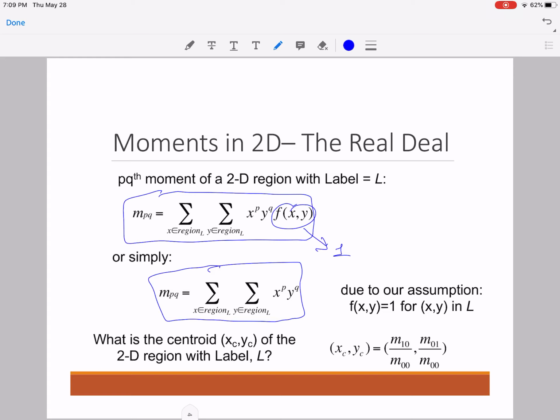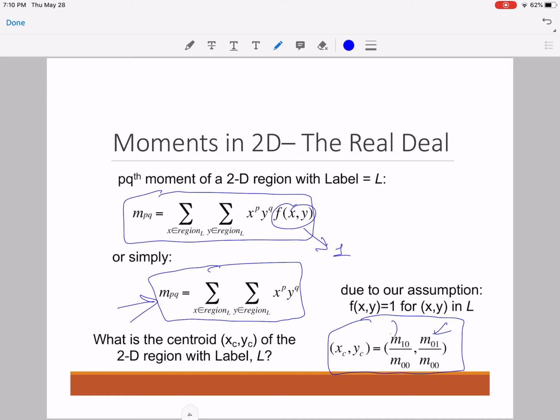So what I'm going to do is gather all the pixels corresponding to a particular region, get their X values, get their Y values, and apply this formula to calculate the pqth moment. In order to find the center of mass of a particular object, I can find the centroid using this equation here. M10 can be obtained by placing P as 1 and Q as 0, so it will be just the double summation of all X. Similarly, M01 will be the double summation of all Y, divided by M00, where M00 essentially means how many pixels are there of that particular label L. So this gives me the center of mass.